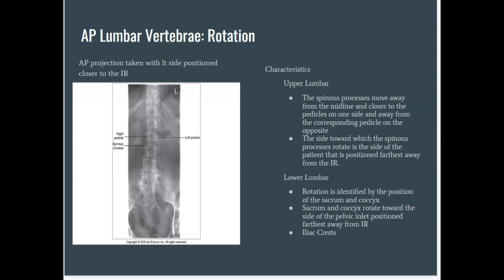You can also utilize your iliac crests. Typically when one crest is more elongated than the other, the side that is elongated is typically the side that's down. The side that's foreshortened is typically the side that's up.